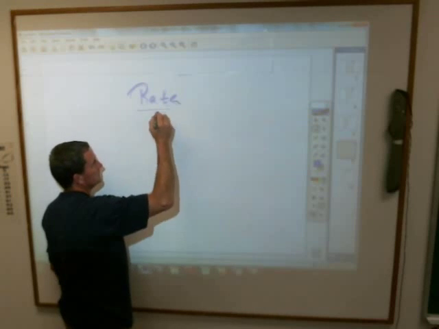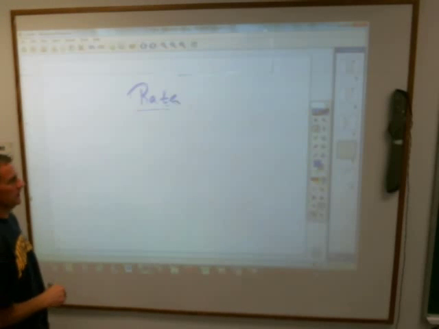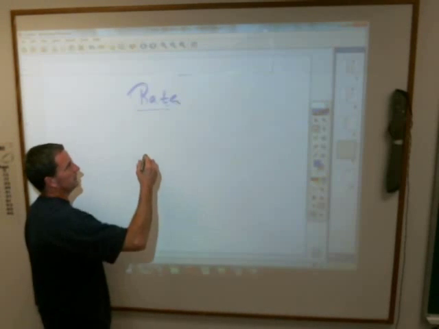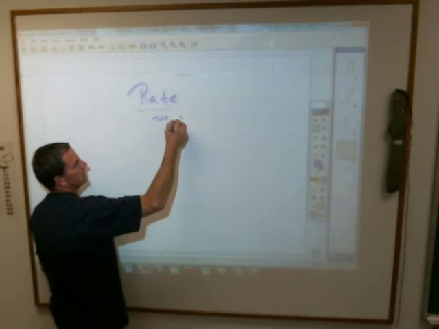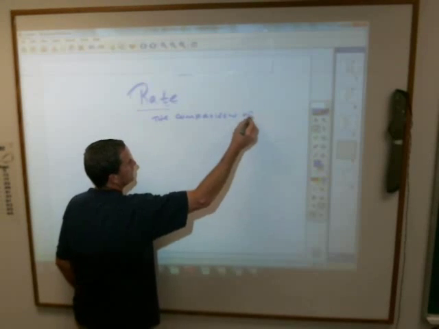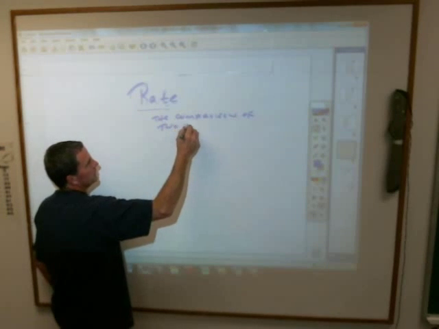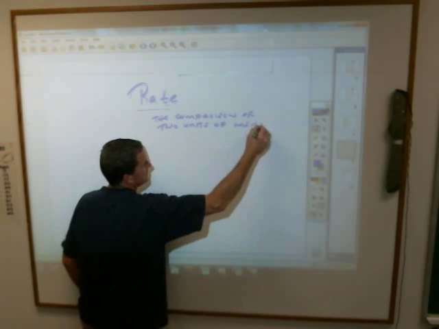What is rate? Good, everybody has their hand up there. The math book gives you the definition of this. Rate is usually the comparison of two units of measurement.